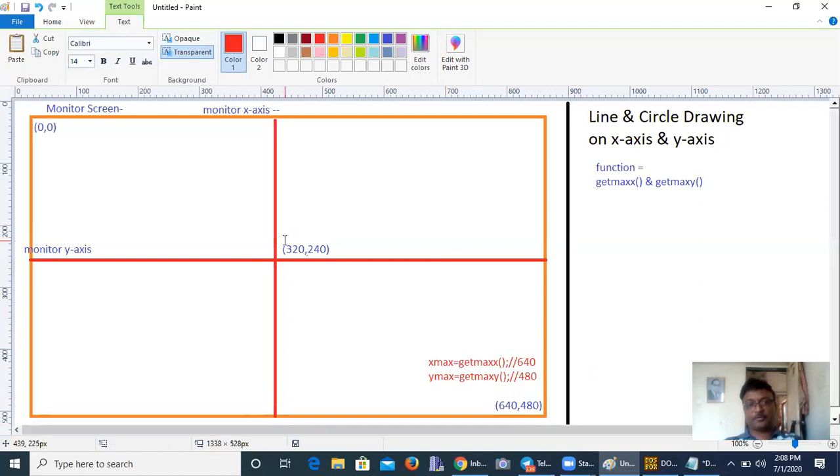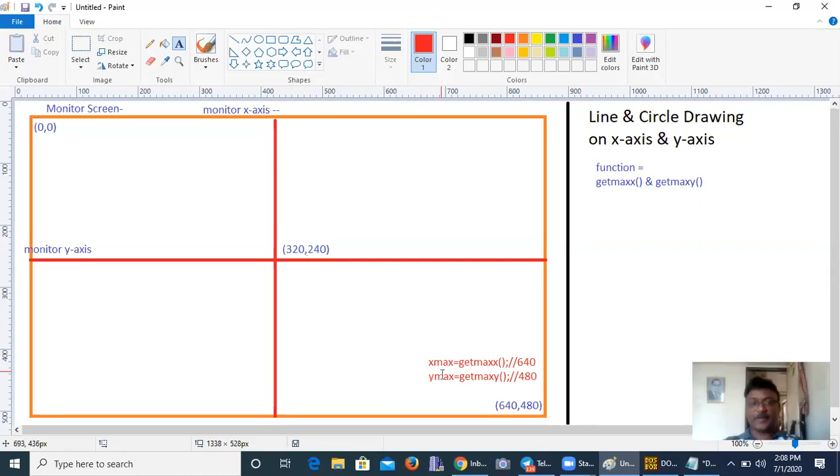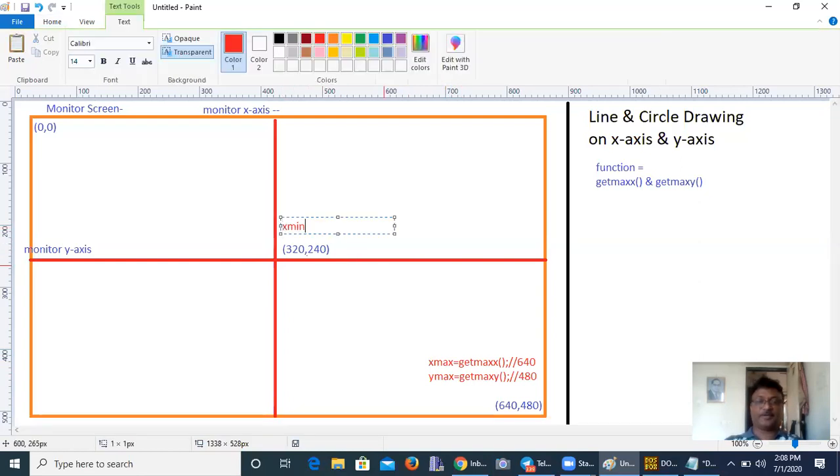Now I want to create this point, meaning 320, 240. For this I am going to divide xmax by 2 and ymax by 2. Suppose I have put xmid as my center point, so I divide xmax by 2. And ymid, what is the ymid value? ymax by 2. So this is my center value.